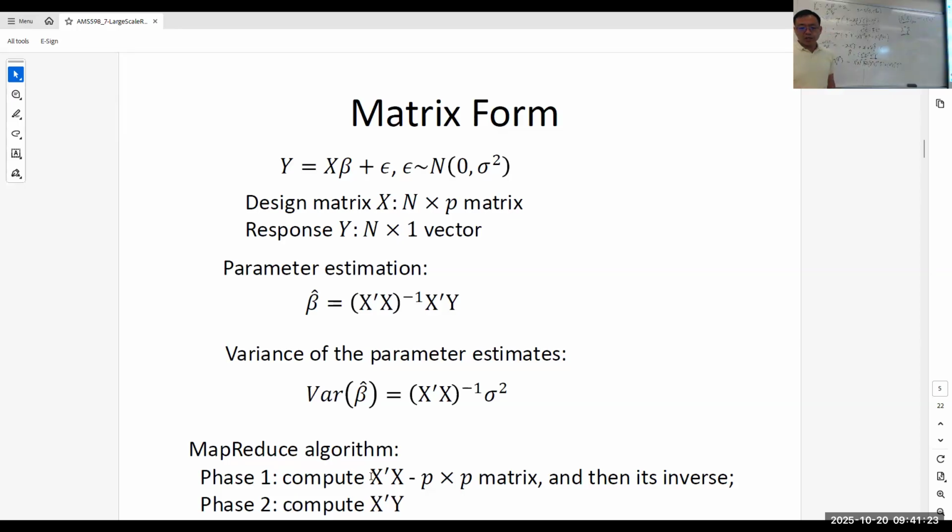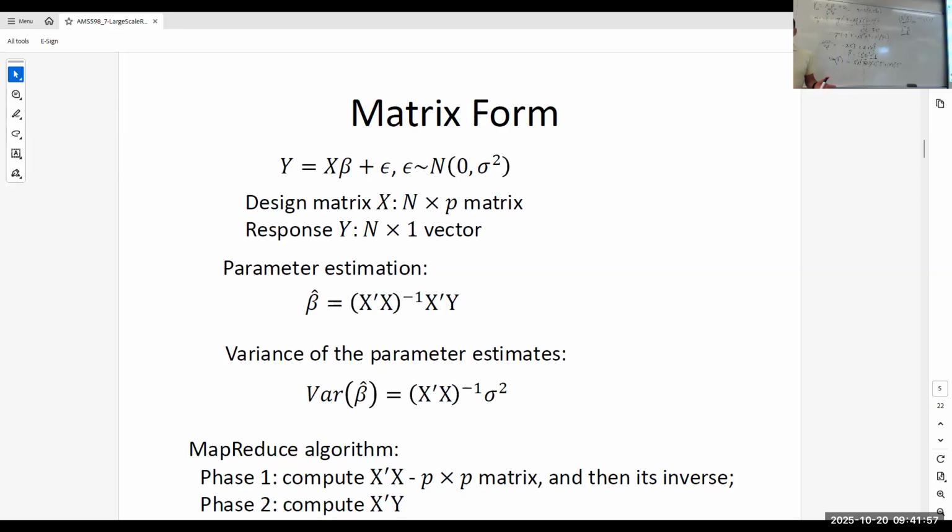So the whole computation is X transpose X and its inverse, and computing X transpose y. Now, suppose your X is very large and you cannot hold it in one computer. How can we handle it? It can actually be done pretty simply. If you know the technique, you don't need to do parallel computing.